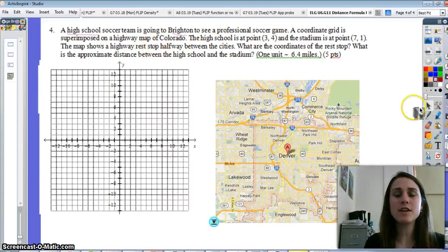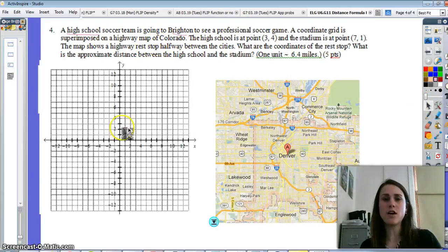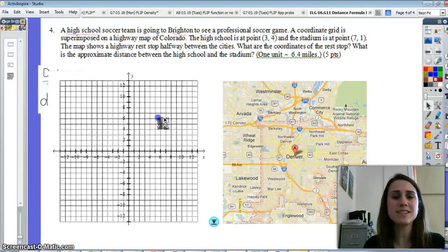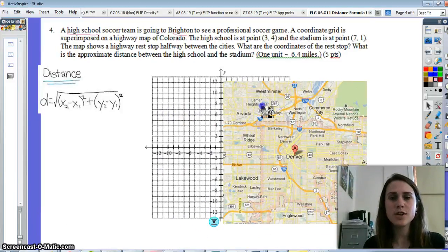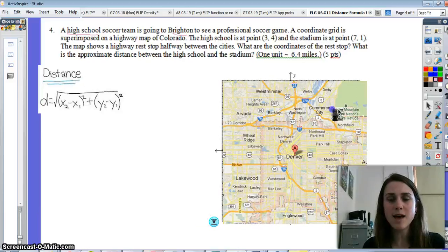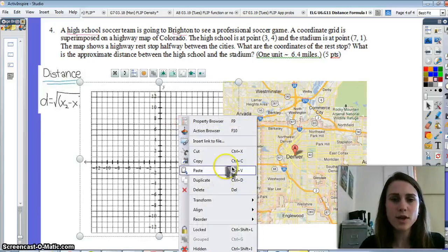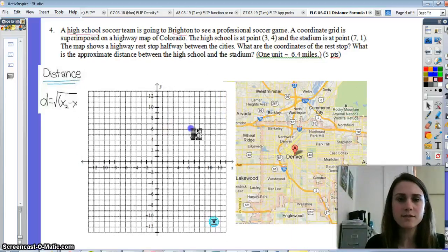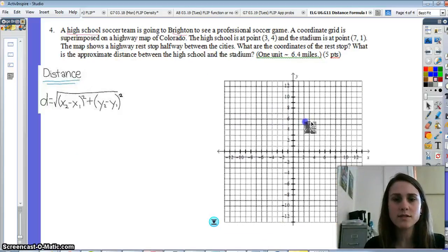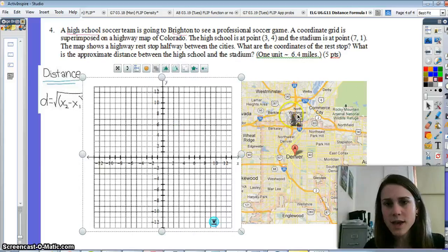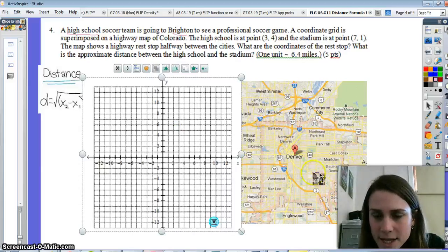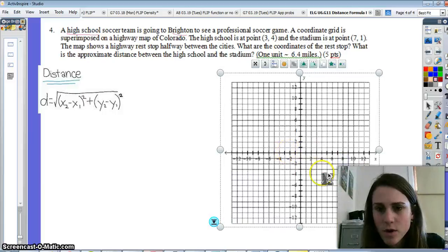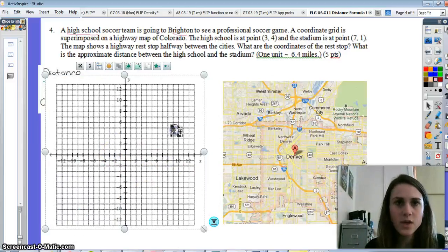Now, if you weren't given the images that are on this screen, what you're imagining superimposed on a highway map means this coordinate grid, which is supposed to go on top of this map. So if this grid is going on top of this map, we're going to be able to talk about the city of Denver in terms of coordinates. So instead of saying Glendale is down here, we could say Glendale is at the coordinates 4, -6, for example.